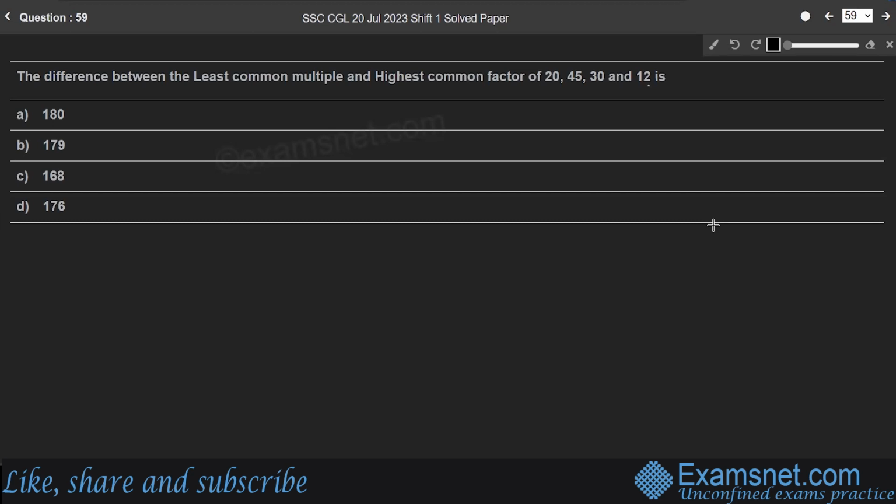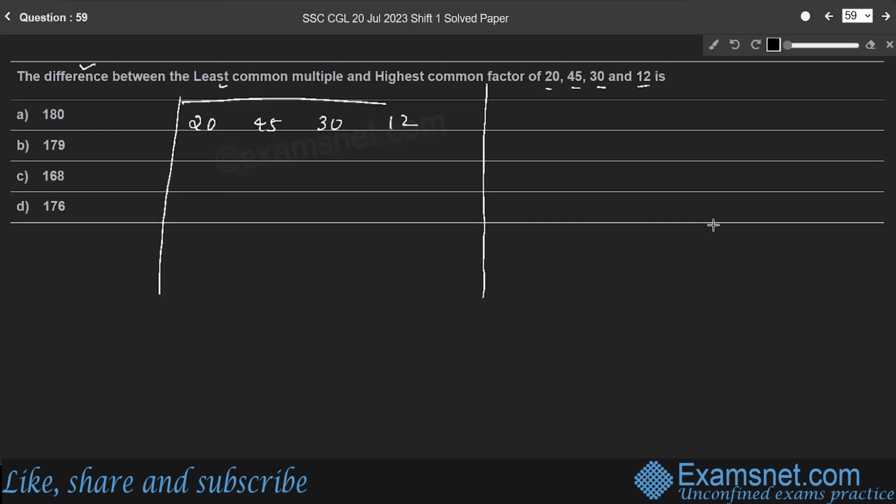Question 59. The difference between the least common multiple and the highest common factor of 20, 45, 30 and 12. Students, let us consider the least common multiple of the given numbers. Later we can find the highest common factor, right? So we'll make 2 parts. So let us consider the lowest common multiple or LCM of the given 4 numbers, 20, 45, 30 and 12. Let us go for the division method, which will be easy for us.